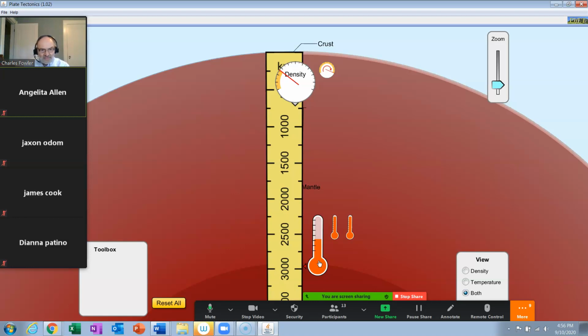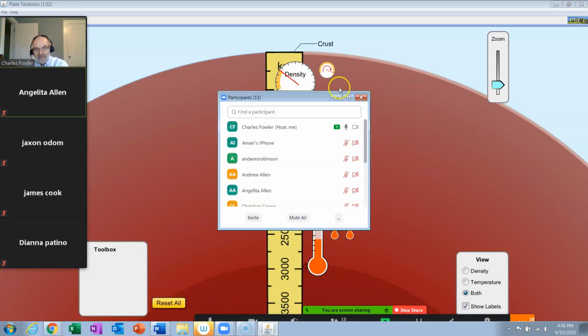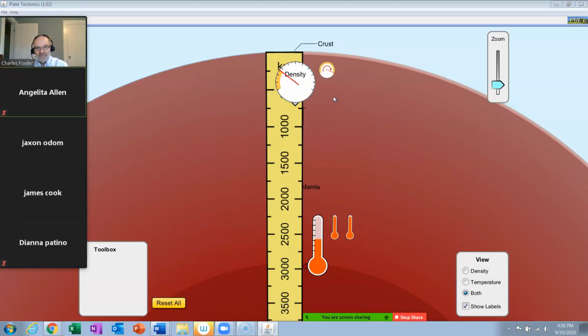Were people still sending messages, or chats, or was that someone trying to get in the room? I don't see anyone trying to get in. Chat, good deal.